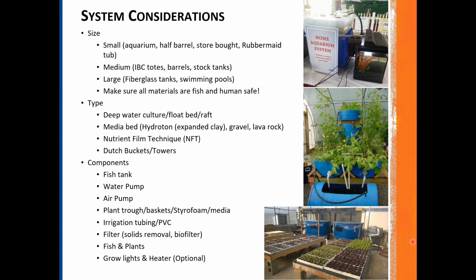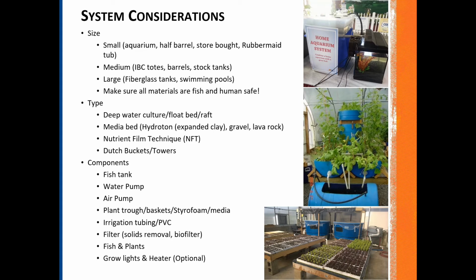You're going to see different culture techniques, deep water or float beds. These styrofoam seedling trays are floating in float beds. Media beds, which is where you use hydroton or an expanded clay, gravel, or lava rock. These blue barrels are filled with that type of lava rock. You'll also see in some of the coming pictures nutrient film technique or a gutter system. And then you also have Dutch buckets, which are like 5-gallon buckets, or towers that even go vertically. So there's a lot of different systems that you can choose from, but they all have very similar components.